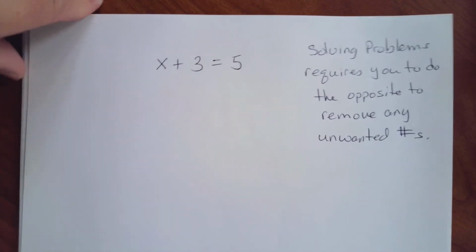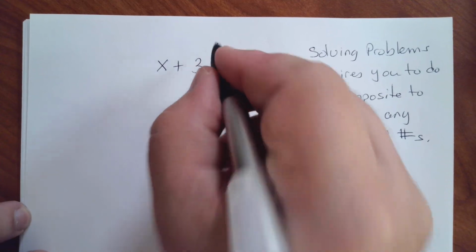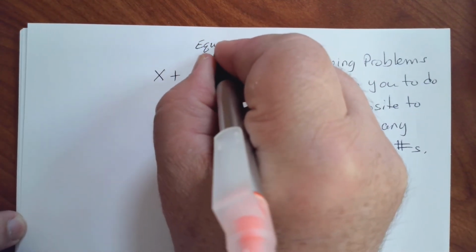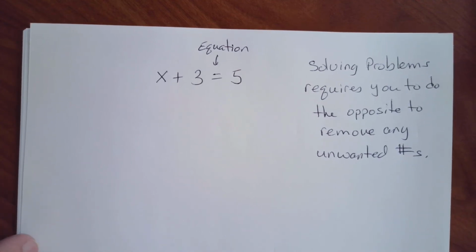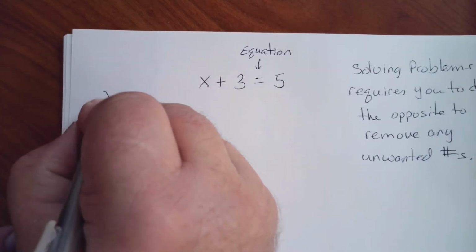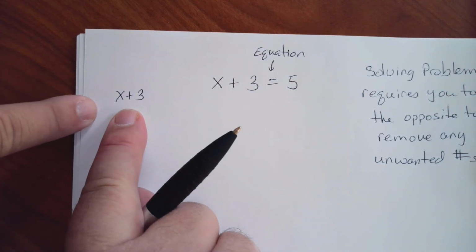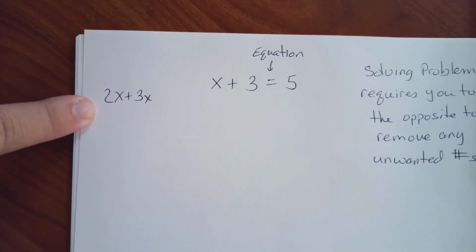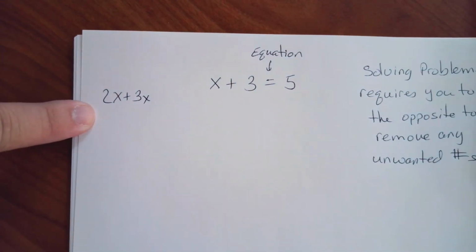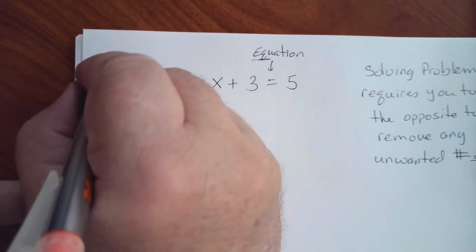Because remember, whenever you see an equal sign, this is called an equation. This by itself, or remember when I had this? Is that an equation? No, there's no equal sign. This is called an expression.